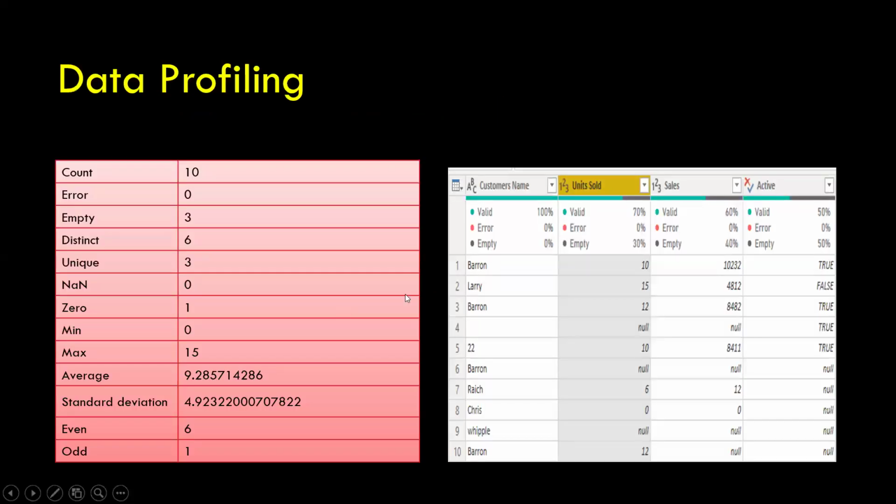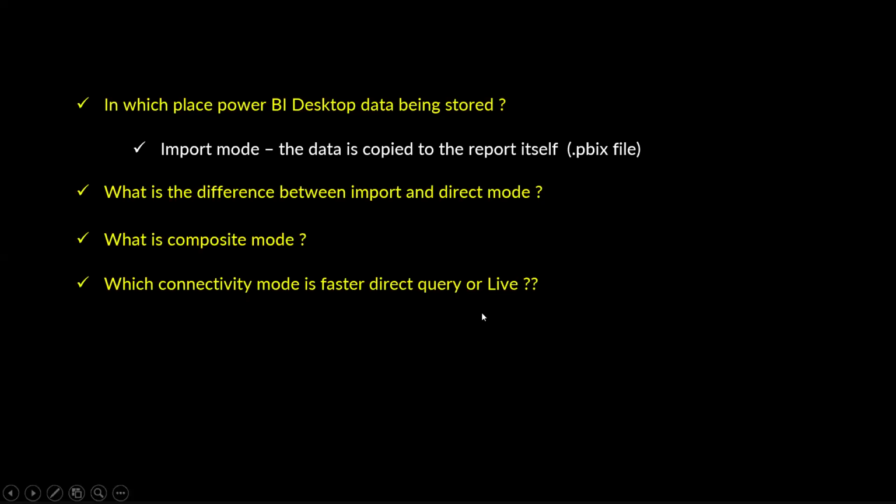And then the next question is, which connectivity mode is faster, direct query or live? So if somebody is asking which one is faster, import or direct mode? Import is faster because the data gets loaded locally. Whereas direct mode is good if the volume of the data is very huge. So in that kind of situation, you need to go for direct mode. Though there is a latency, it's a trade-off. You cannot afford to import 1 billion records from your SQL Server to your Power BI desktop, right? So there is a trade-off.